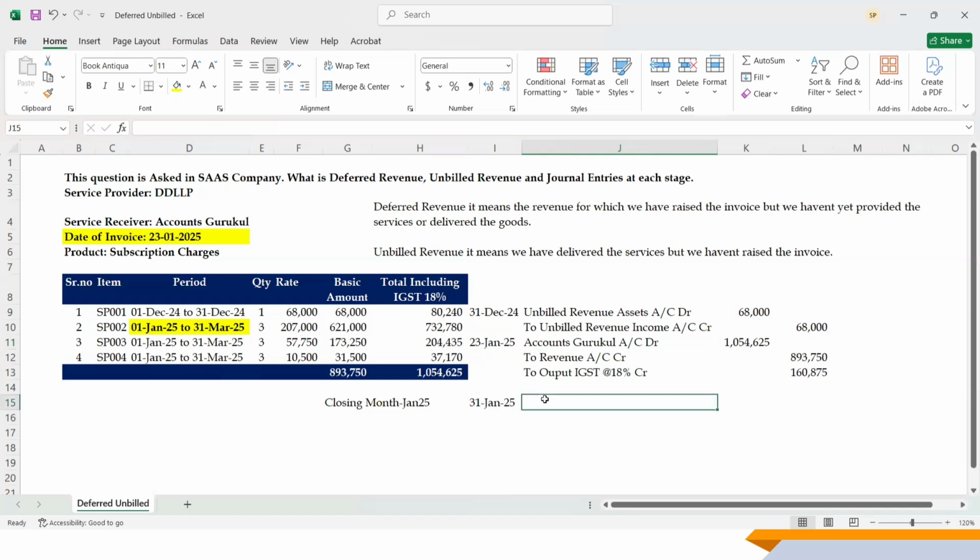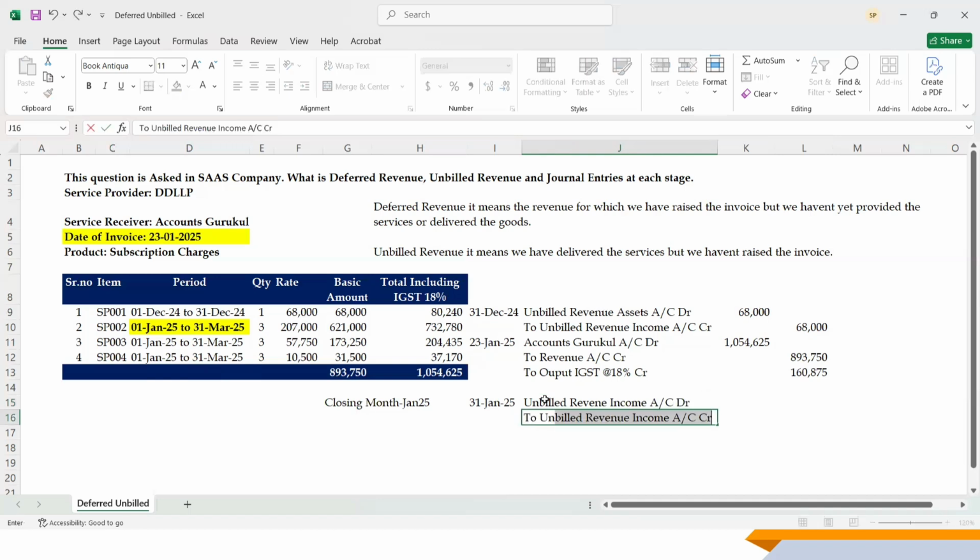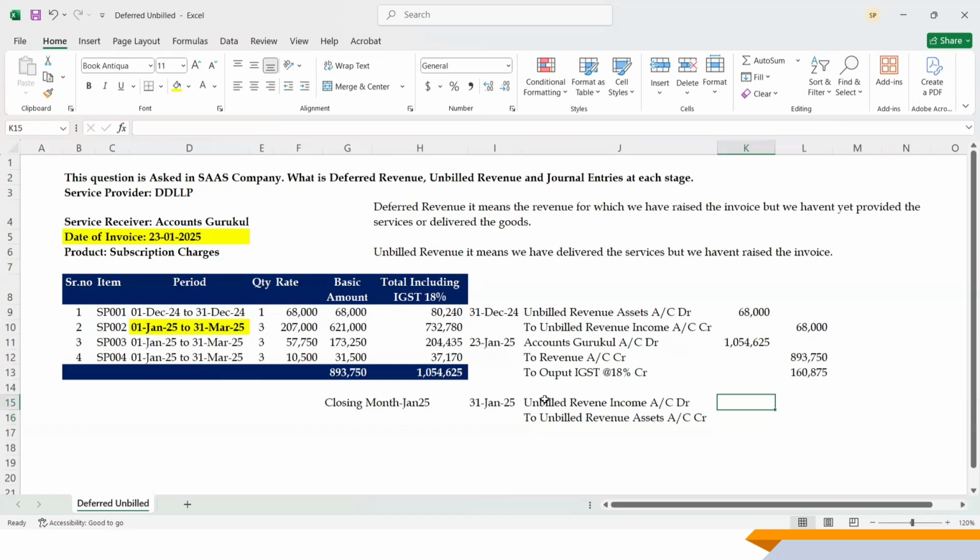So you are going to do that: unbilled revenue income account debit, unbilled revenue asset account credit. So this 68,000 is going to do the reversal here. This is reversal of revenue for the month of December, knowing that you raised the invoice for that.